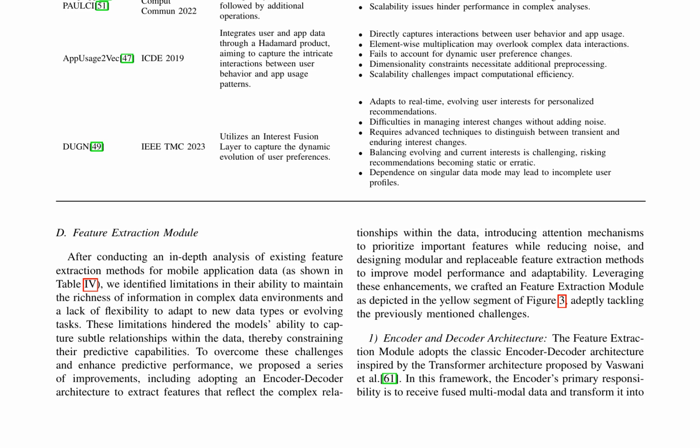Table 3 compares existing data fusion methods for mobile app prediction, highlighting their limitations and applicability. NAP and Deep App directly concatenate heterogeneous raw data, overlooking data relationships and relevance.